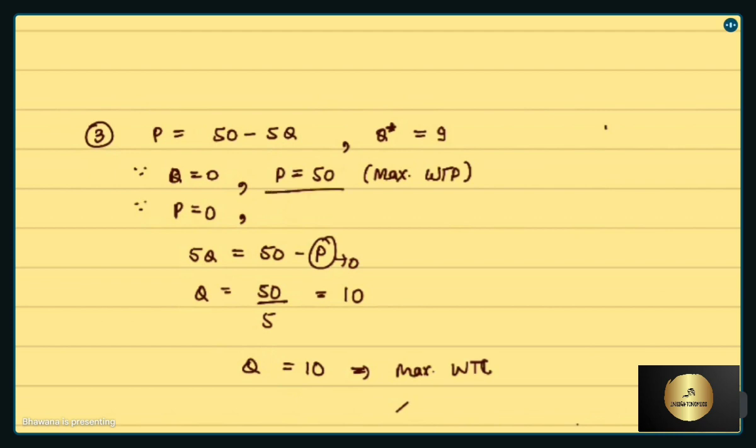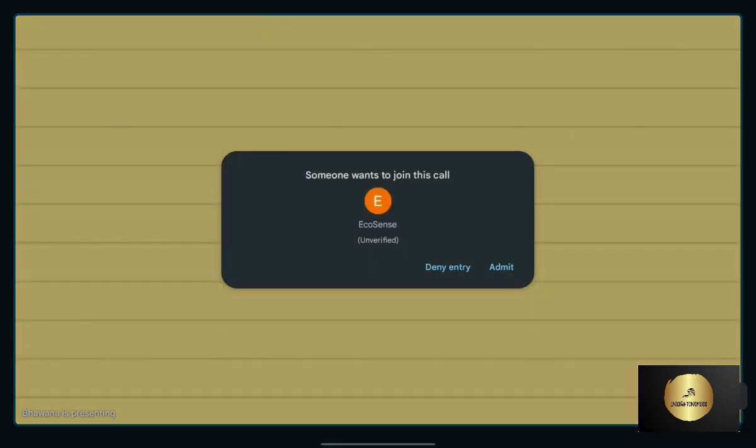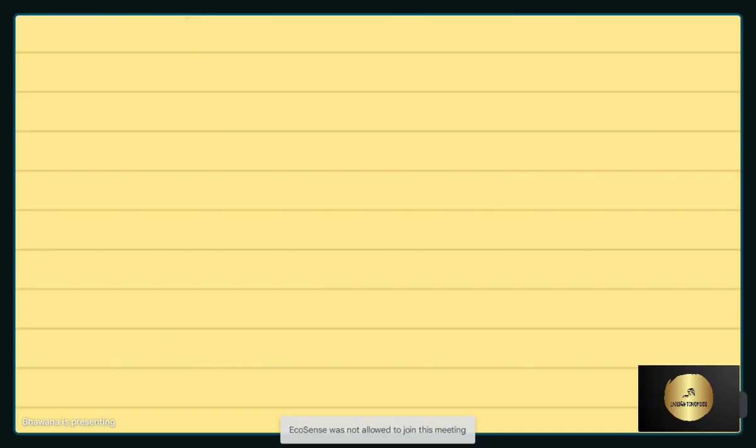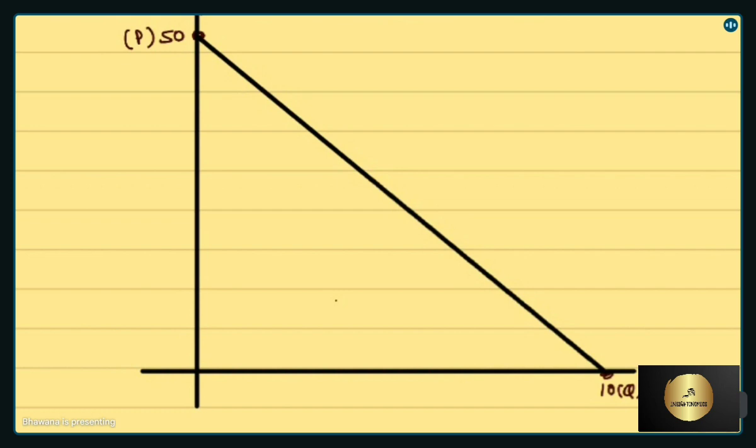Now put it on a graph. This P is equal to 50 and Q is equal to 10. So let's say this P is equal to 50 and this Q is equal to 10. This is your maximum willingness to pay and this Q is your maximum willingness to consume. Now connect these points, you will get your demand curve. This is your demand curve.